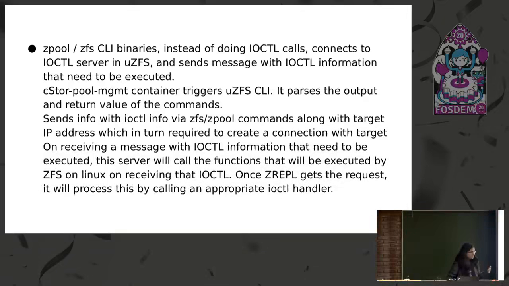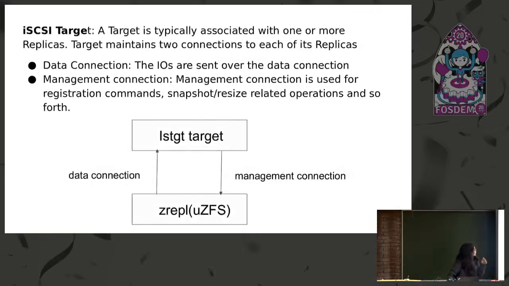Next, when the ZRPL receives the information, it runs the same functions which ZFS runs in case of kernel space. Okay, so what is iSCSI target? iSCSI target is usually used to do the IO operations and syncing of the data over the replicas, and it communicates with the ZRPL. So two kinds of connection are made. First is the data connection to send the IOs. Second is the management connection, which is basically used for the registration of the replicas.